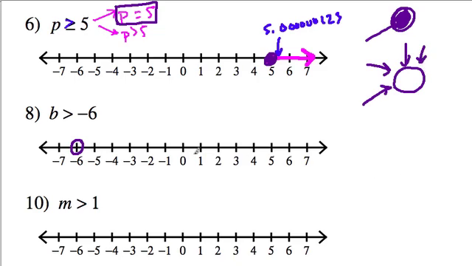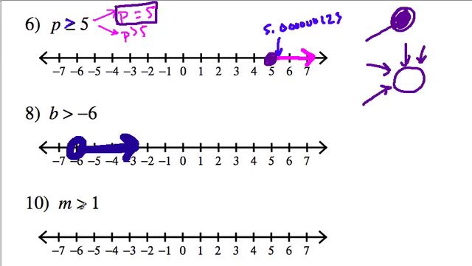Anyway, getting back on track, all we need to do now is draw an arrow to the right, because we want to represent every number that's bigger than -6. So it's an open circle with an arrow coming right off of it to the right. And now we get to the next expression, m is greater than 1. This is saying, give me every number bigger than 1.